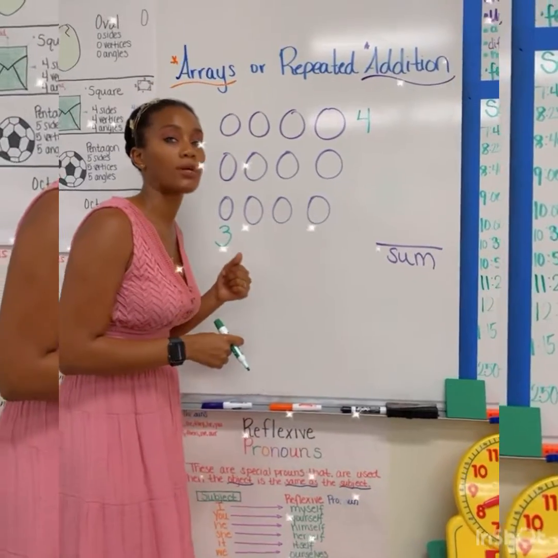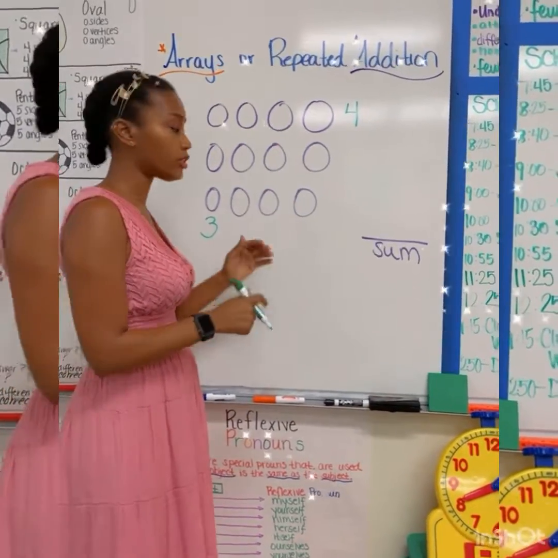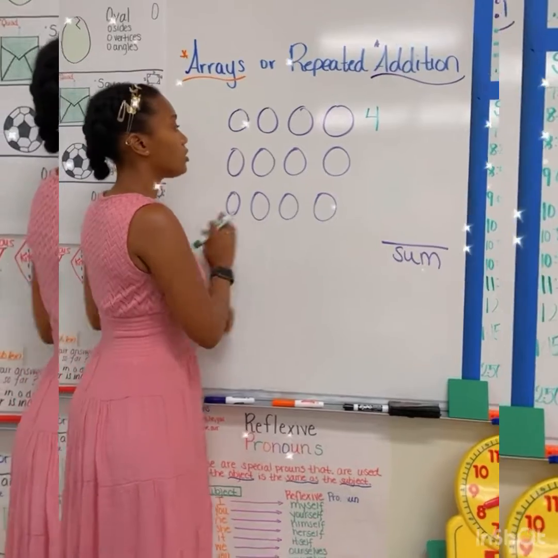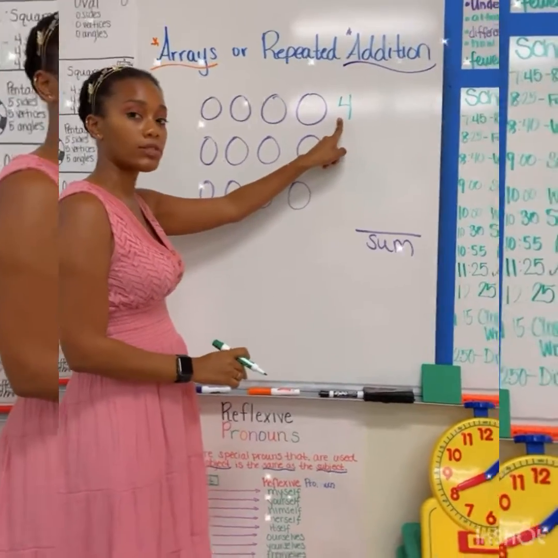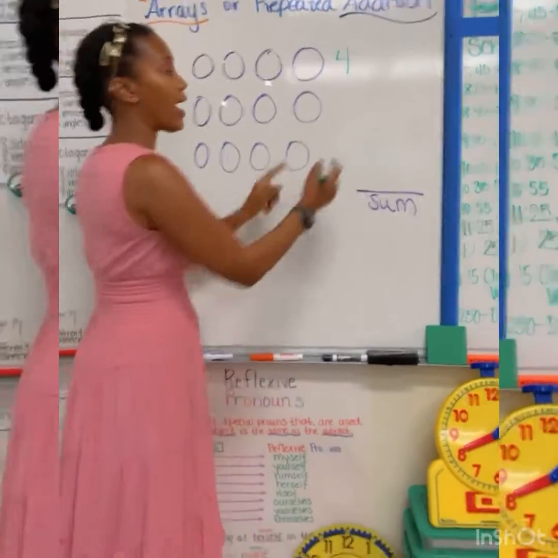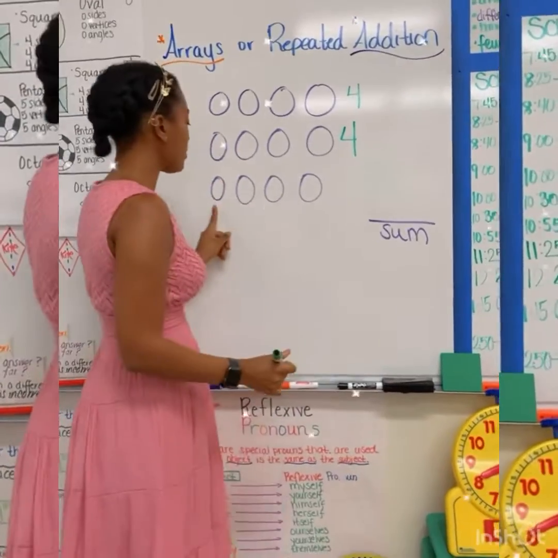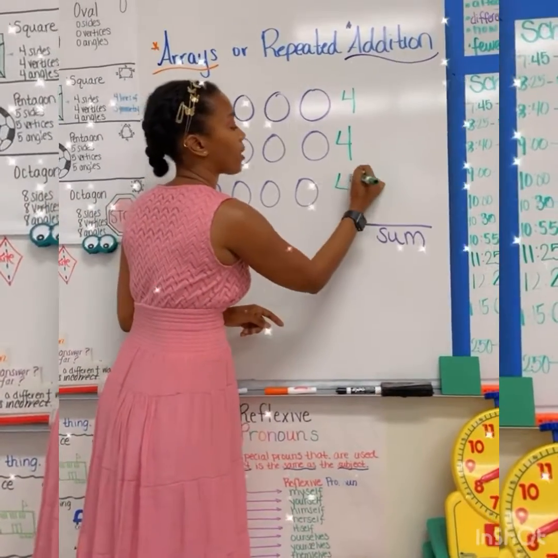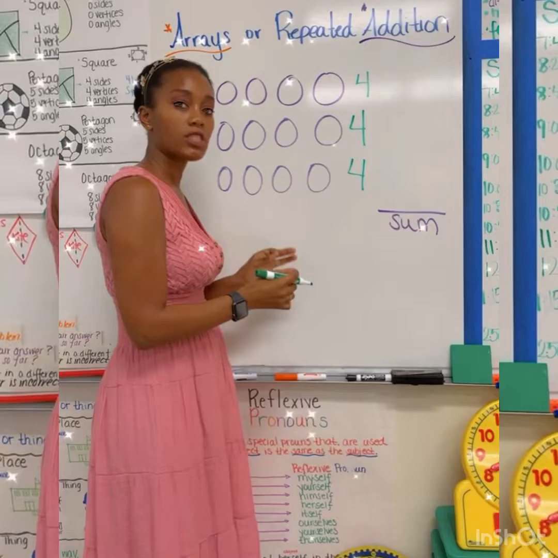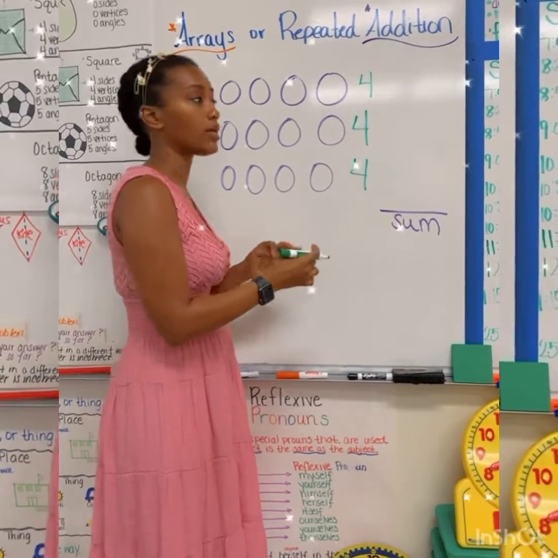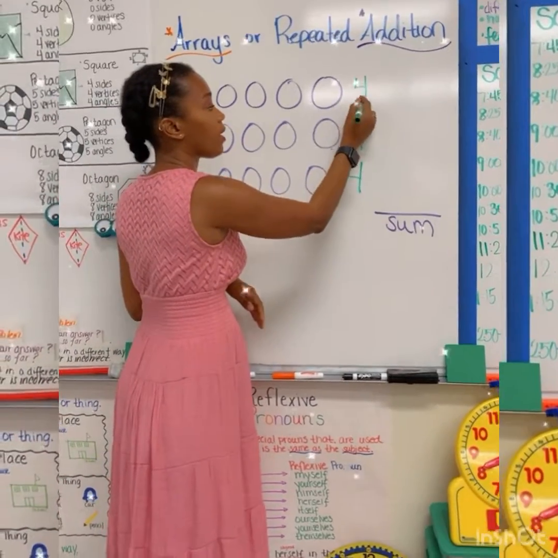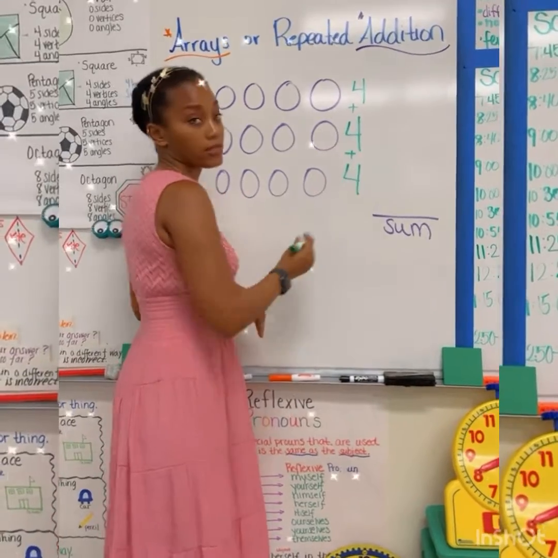So the first way, I'm going to start with counting each row. The first row has 4 counters in it. The second row has 4 counters in it. And the third row has 4 counters in it. This is why we call it repeated addition, because you have 4 plus 4 plus 4.